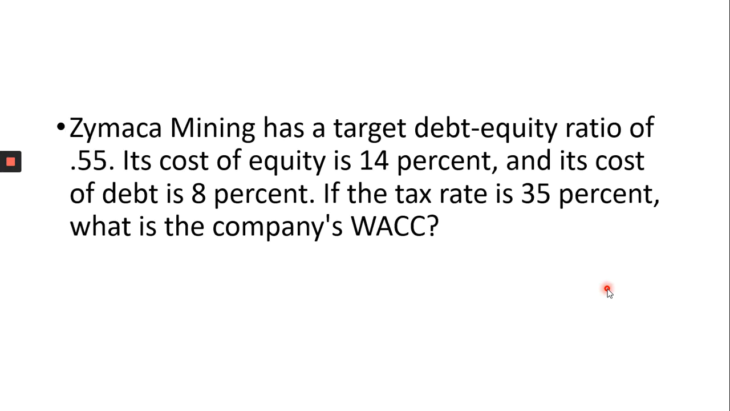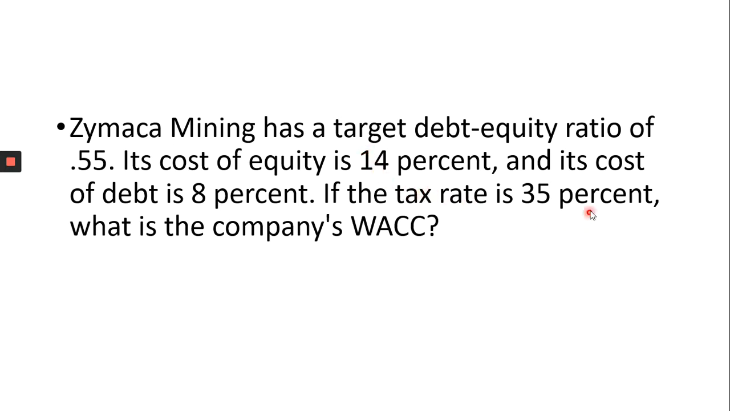The question says that Zaimaka Mining has a target debt-to-equity ratio of 0.55. So the debt-to-equity ratio is 0.55. That means that debt is 0.55 and equity is 1. So if equity is 1, the debt is 0.55. That's called the debt-to-equity ratio. Its cost of equity is 14% and its cost of debt is 8%. So this 8% is the cost of debt and this is the cost of equity.